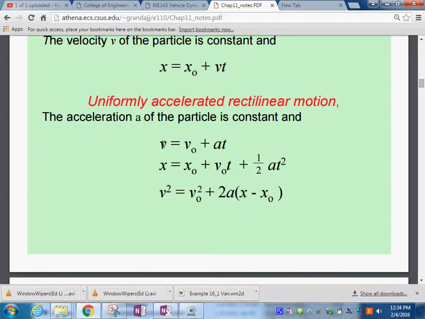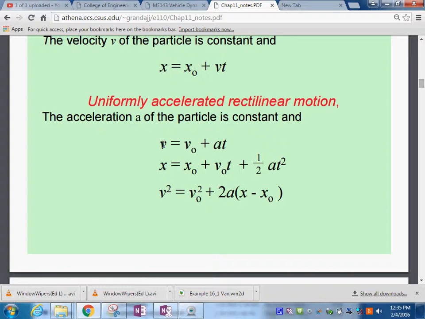So if I say 9.81 meters per second squared, it means the velocity is going to change on the first second by 9.81, and in the next, so each second is going to increment by 9.81. Okay, so that is the case. So there's the position.